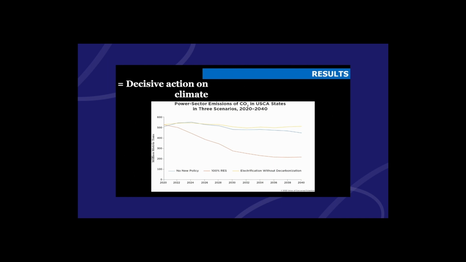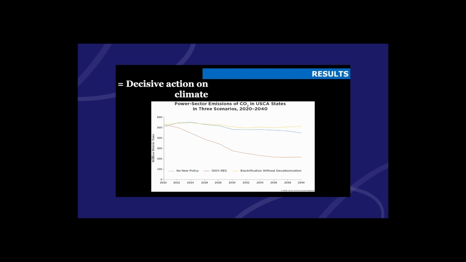And just a few weeks ago, we have the results from the IPCC saying that we need to take decisive action in this decade to make sure that global temperature is not going to increase more than 1.5 degrees Celsius.